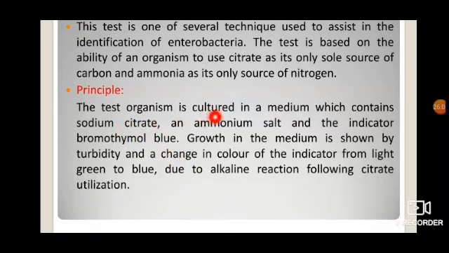So the test organism is cultured in a medium that contains sodium citrate and ammonium salt. These are the two sources: utilization of citrate from sodium citrate and nitrogen from ammonium salt. The indicator we are using for that test is bromothymol blue.